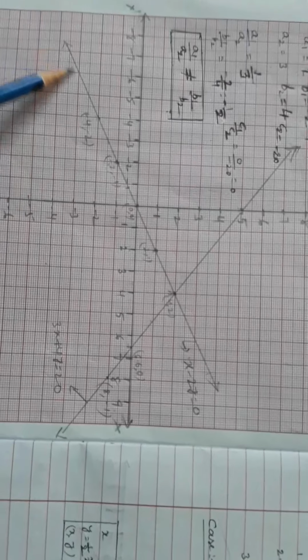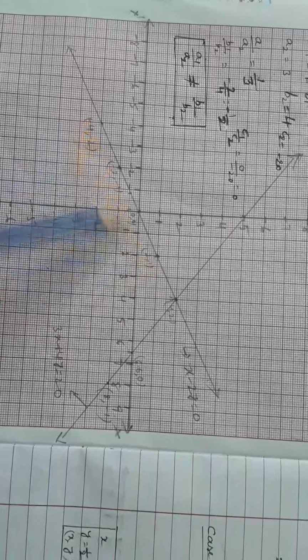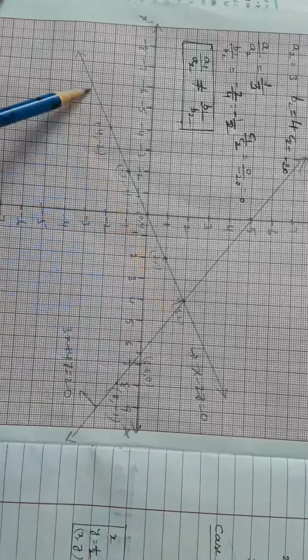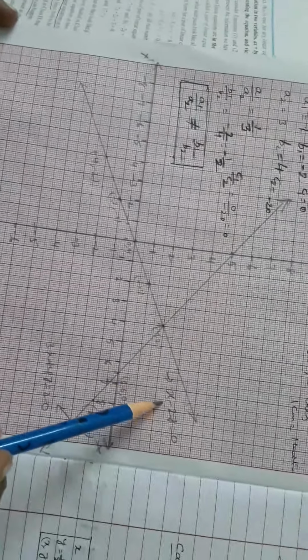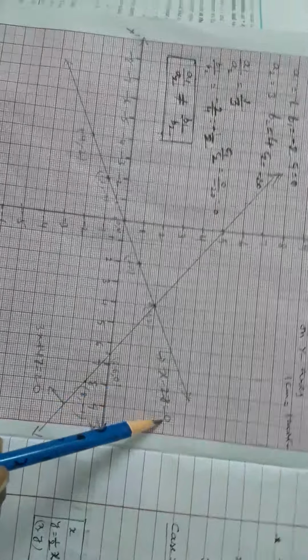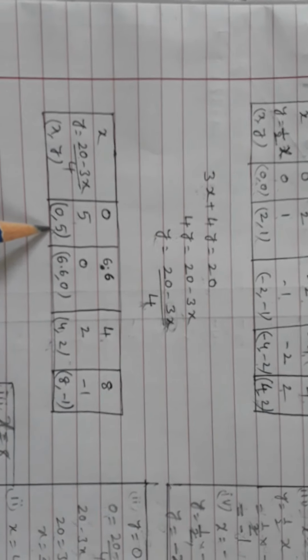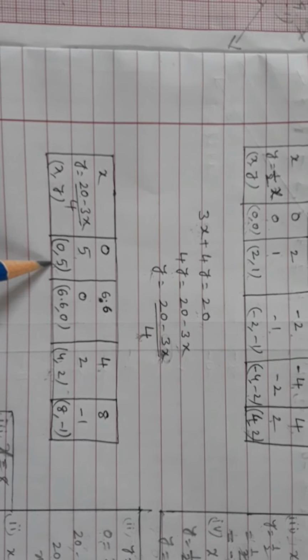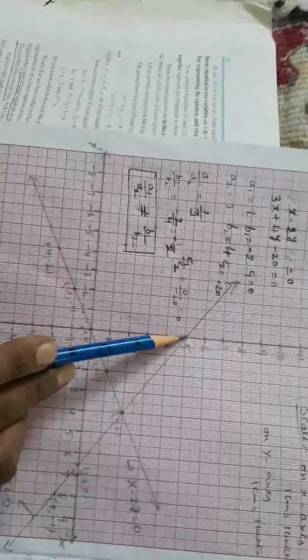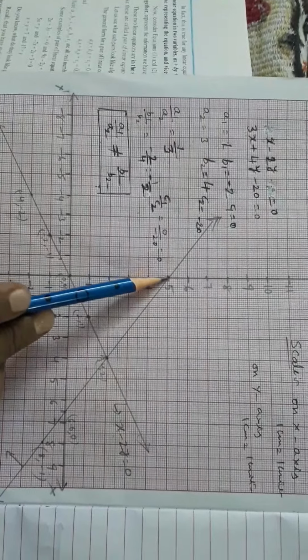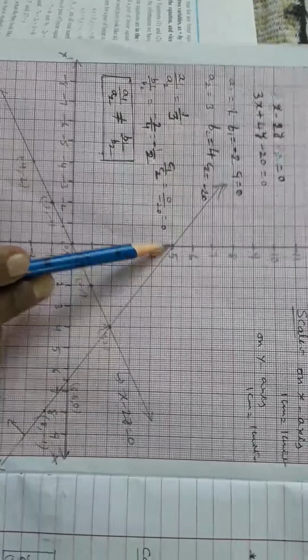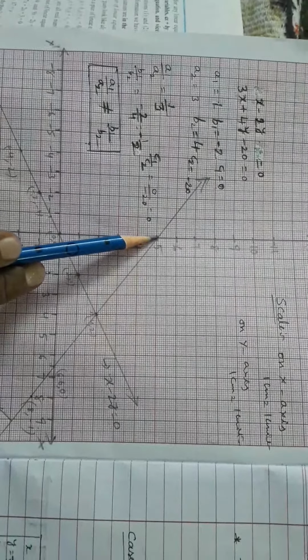You have to join all these points using a scale and pencil. You will get a straight line. What is the straight line? x minus 2y is equal to 0. Now coming to the second equation, the ordered pairs are 0 comma 5. This is the point 0 comma 5. Why 0 comma 5? On the y-axis the x coordinate is 0.